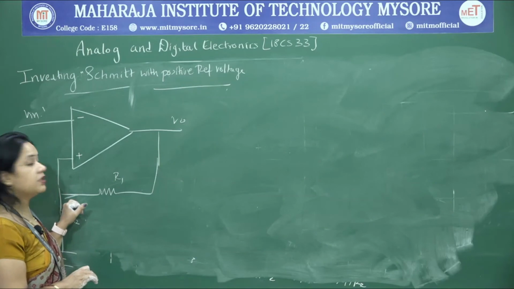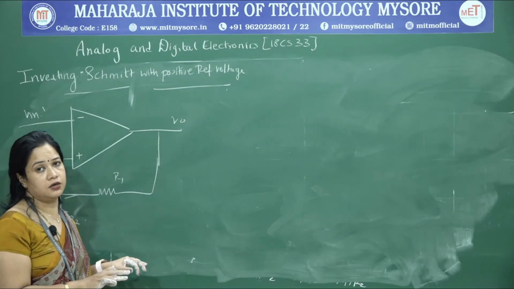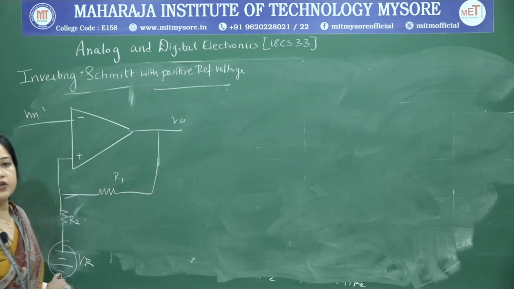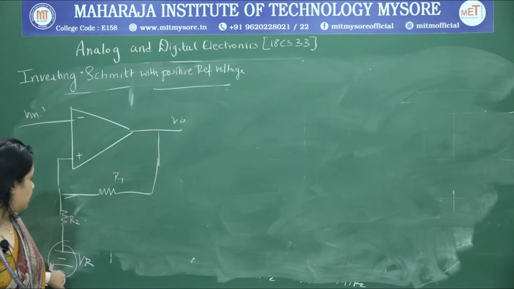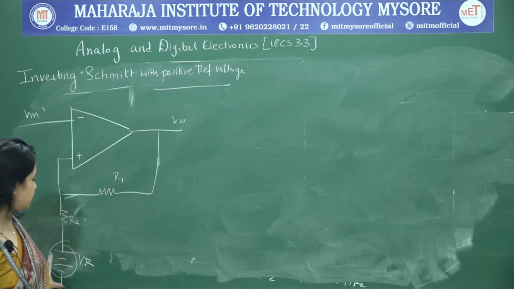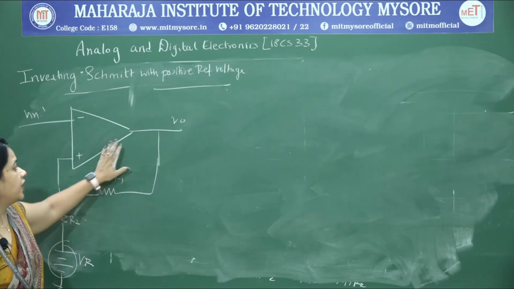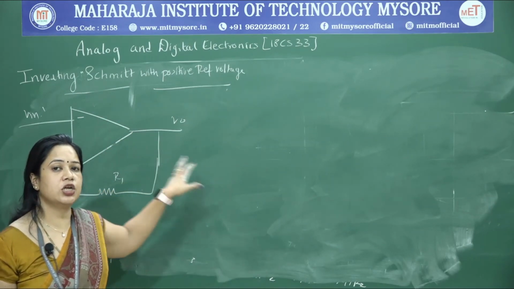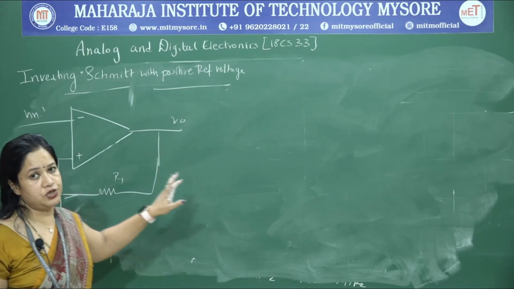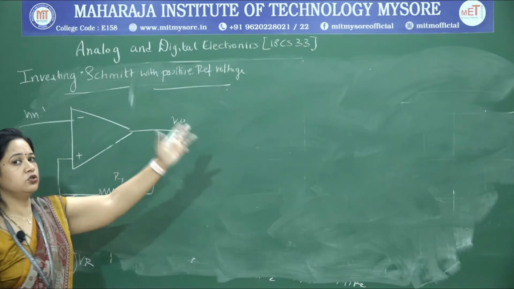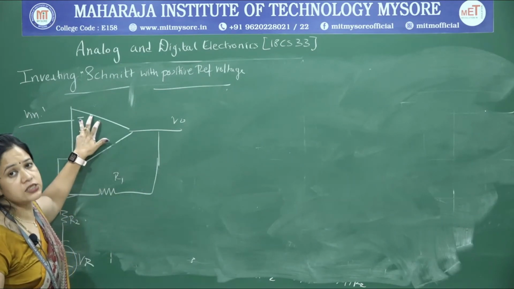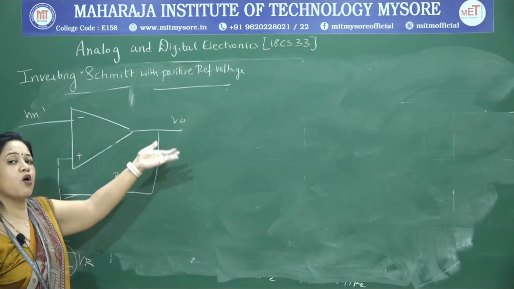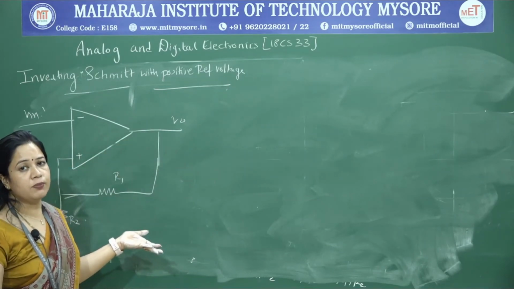You can see that the upper threshold and lower threshold points are altered because of the inclusion of this reference voltage. Because we have included the reference voltage here, the threshold points depend on it. Initially we assume the output is at positive saturation. The output continues to be in positive saturation until Vin crosses this upper threshold point, and then the output switches from plus VSAT to minus VSAT.